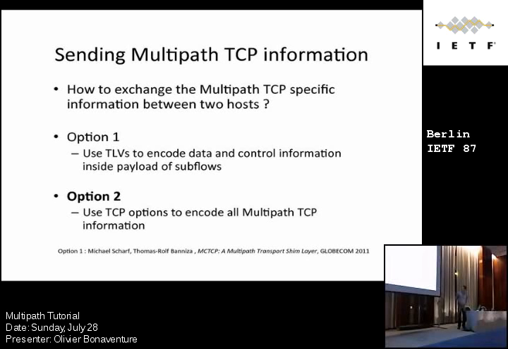The first solution was to change the TCP byte stream, to change the TCP payload and encode the TCP payload as a type length value field. Some would represent regular payload, others would represent control information. If we do that, then the advantage is that we have no limit on the amount of control information that we can put inside the payload of the TCP segment.